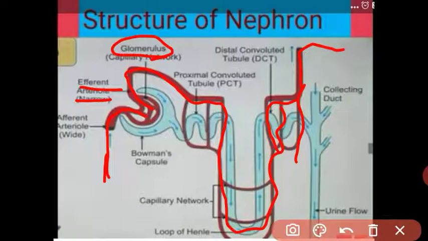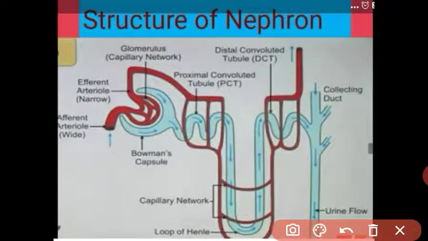Got it student? In this way the blood is supplied to the kidney, purified, and the waste products are excreted, and again this blood is transferred to the heart through the vena cava. Got it student? Now let us see the main function of the nephron. As you know student, the main function of the nephron is the formation of urine. In this video we are going to study in detail how the nephron forms urine.